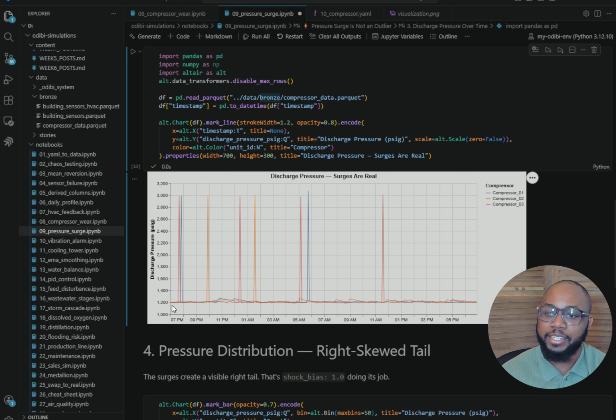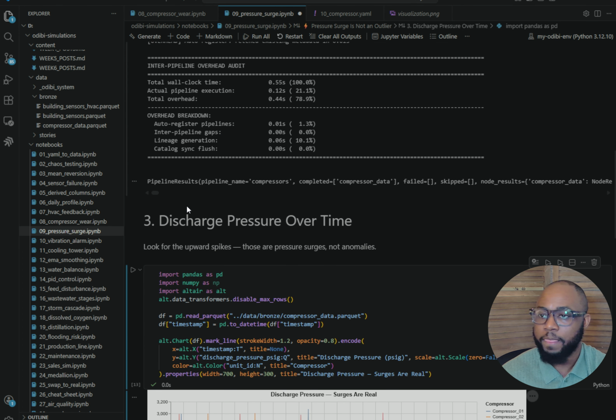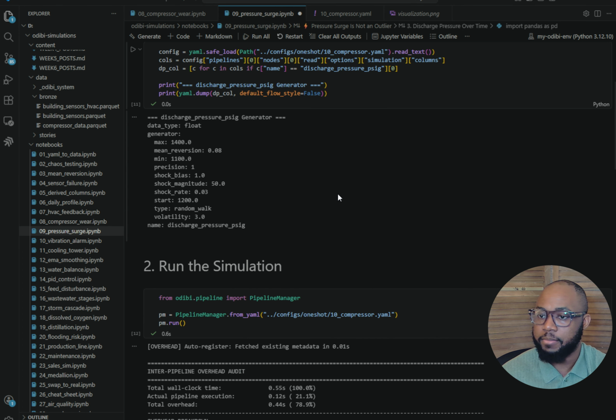And they look like they're part of the signal because they are. But then you see these massive spikes that go all the way up to 3000 PSIG. Those are not process events, and those are part of the chaos system, which we covered in previous videos. We go back up to the YAML.